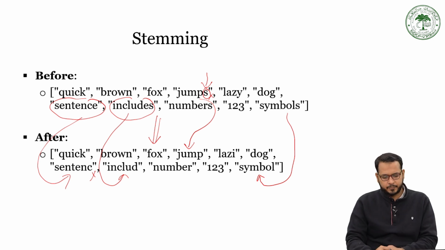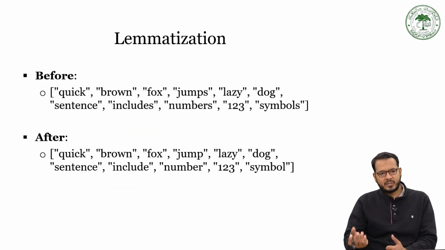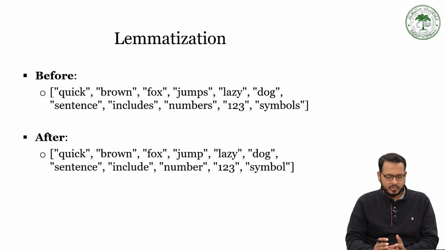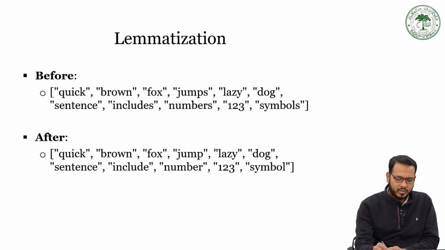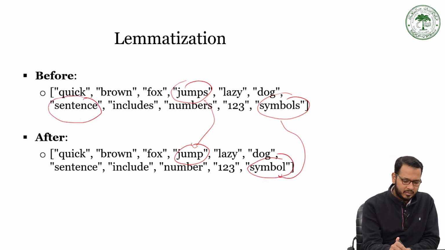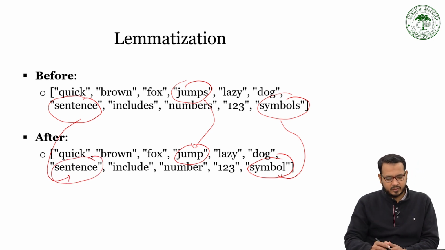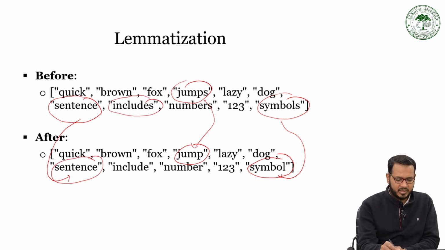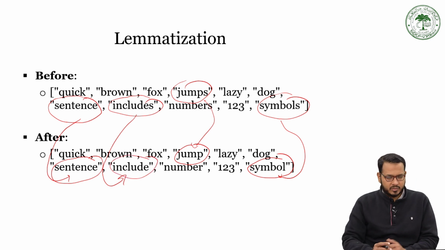Lemmatization is similar to stemming, but the difference is that it keeps the meaning of the word intact. So jumps once again has been replaced with jump. Symbols has been replaced with symbol. But sentence, if you look at it, the E has not been removed, it will remain sentence. Same is true for includes also. It is there. So this is the process of lemmatization.